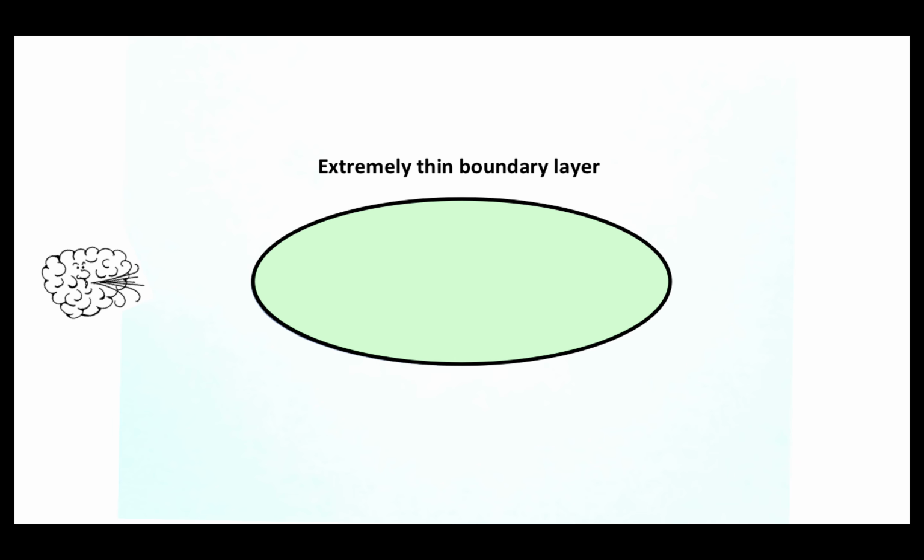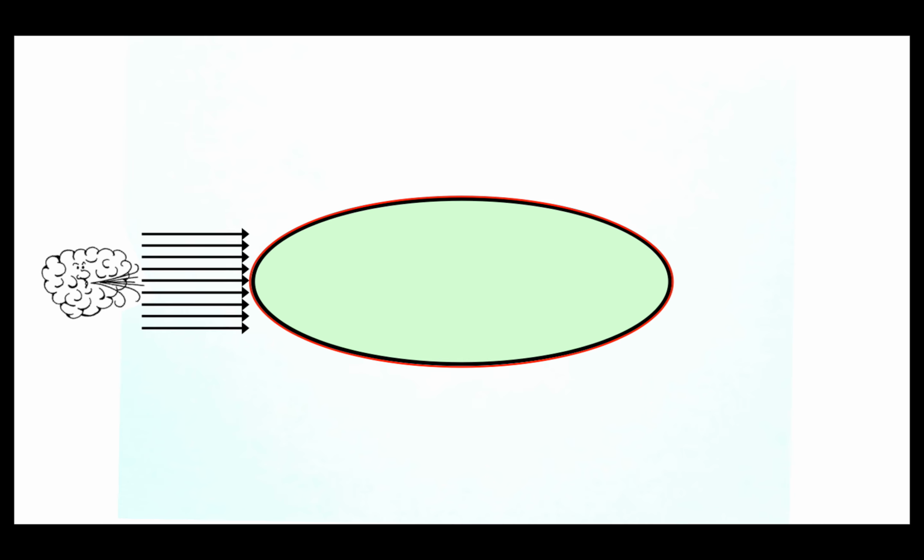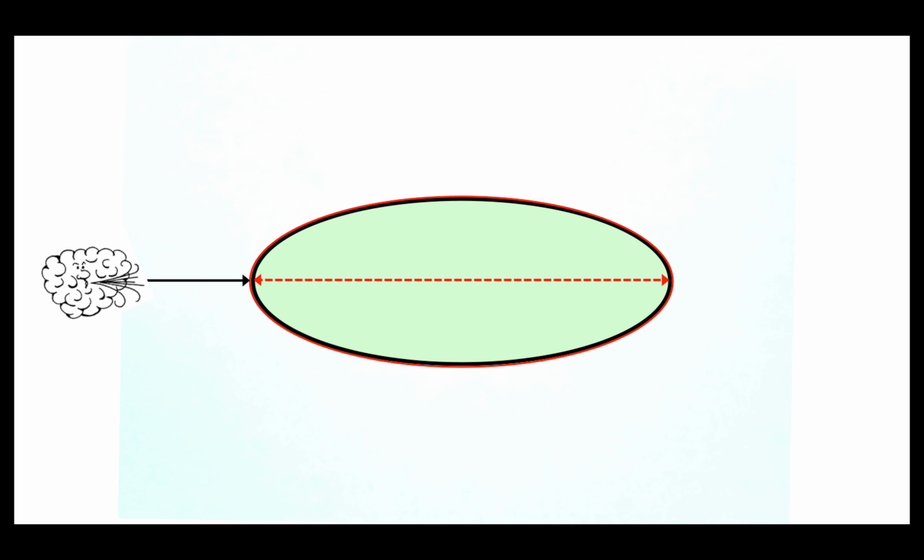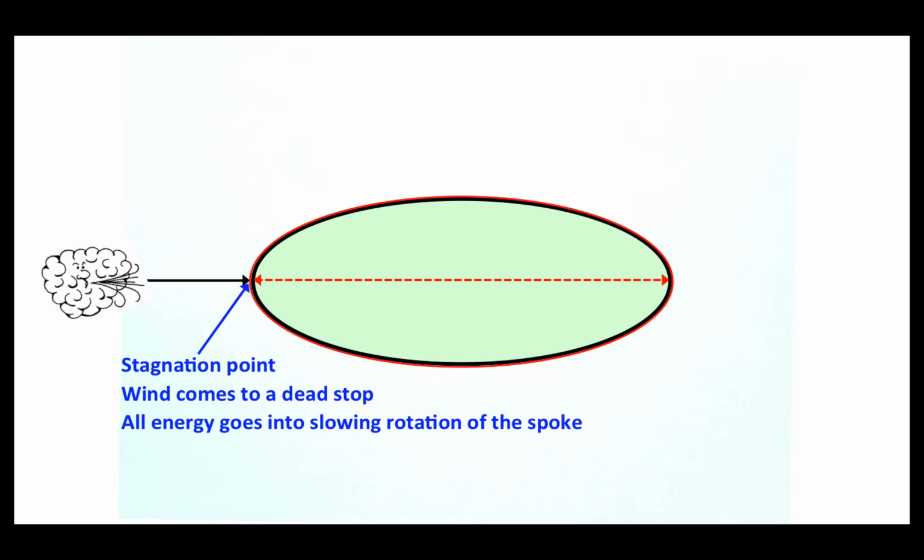As was mentioned a minute ago, there's a very thin boundary layer around the spoke, and air molecules stick to the surface of the spoke at the boundary layer. Let's see what happens to this spoke when various layers of air encounter it. One layer of air hits it dead on in the center, right along where the major axis is, and this point is called the stagnation point, because the wind stagnates or comes to a dead stop there. So all of the energy of the wind goes into slowing the rotation of the spoke. This is the point of maximum dynamic pressure.